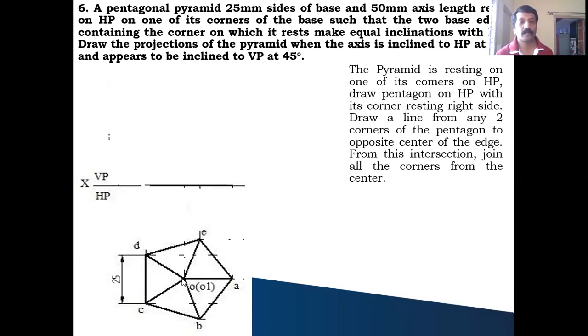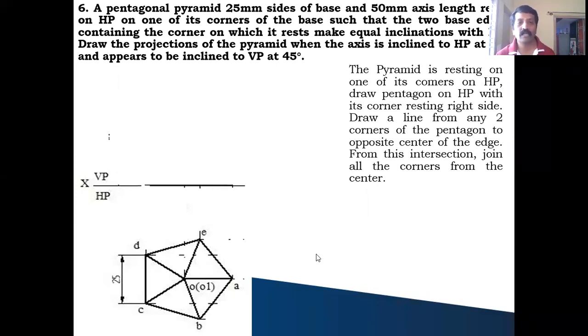Once you get the center of your pentagon, draw a line to all the corners of the base of your pentagon with respect to the center point. You name the bottom axis point as O1 and the apex point as O. So this completes your top view.